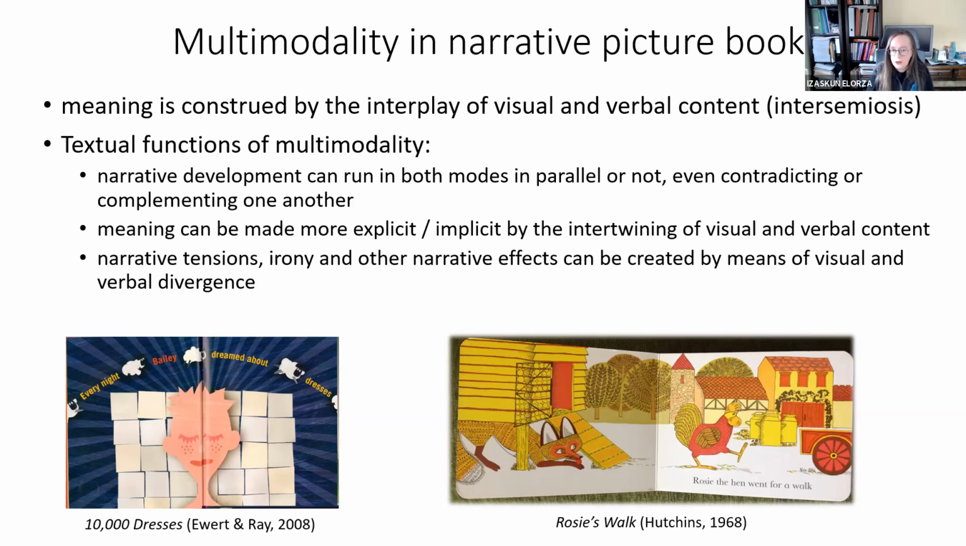You have two snapshots there of two picture books. The one on your left is 10,000 Dresses, which is a picture book that has been very much analyzed. It is considered to be the first picture book with a transgender main character in the story. The other one is Rose's Walk from the 1960s, the story about a hen that goes for a walk.